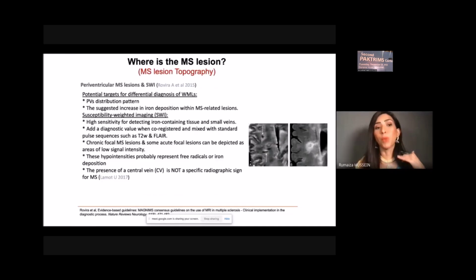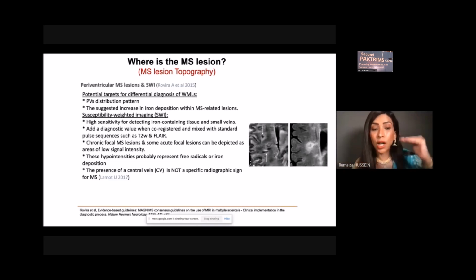In terms of the topography as well, now the periventricular MS lesions and the SWI, they were talking about the iron deposition and all of that. So the potential target for differential diagnosis of white matter lesions, the periventricular distribution pattern, and the suggested increase in the iron deposition within the MS-related lesions.